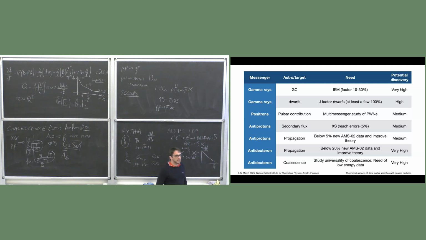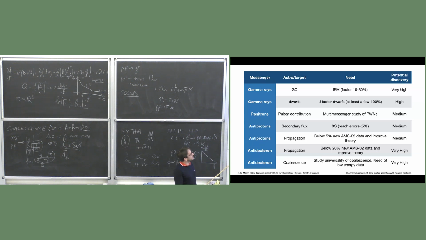Dwarfs are very, very clean astrophysically. We don't expect a big astrophysical contribution. So in this case, we are basically signal dominated. We are not background dominated. So the study of astrophysics is not that important. And so I gave this a high potential because if we detect something, it is very likely dark matter.